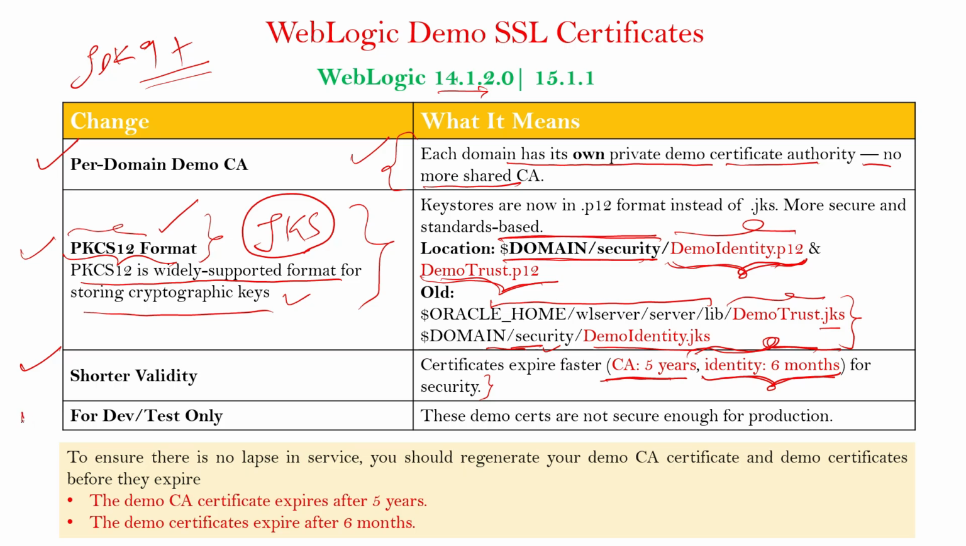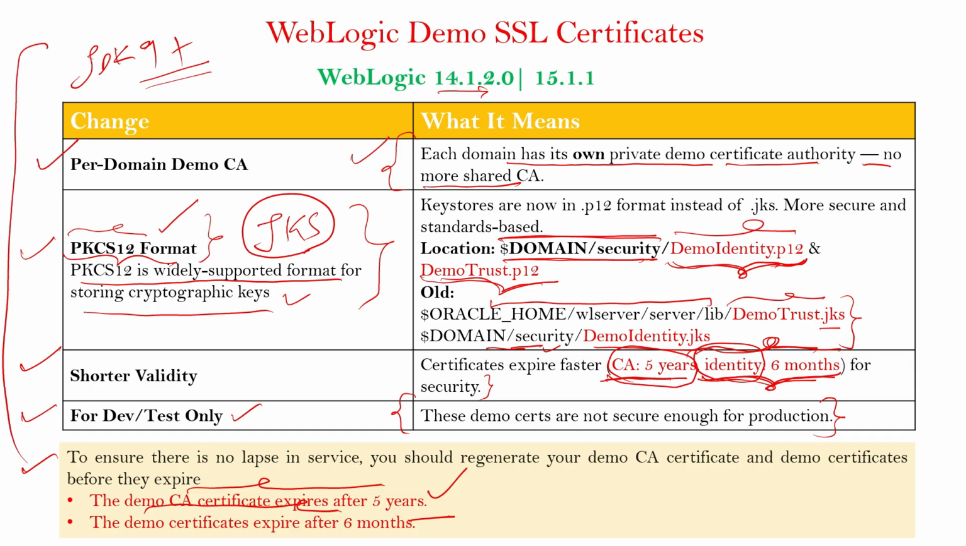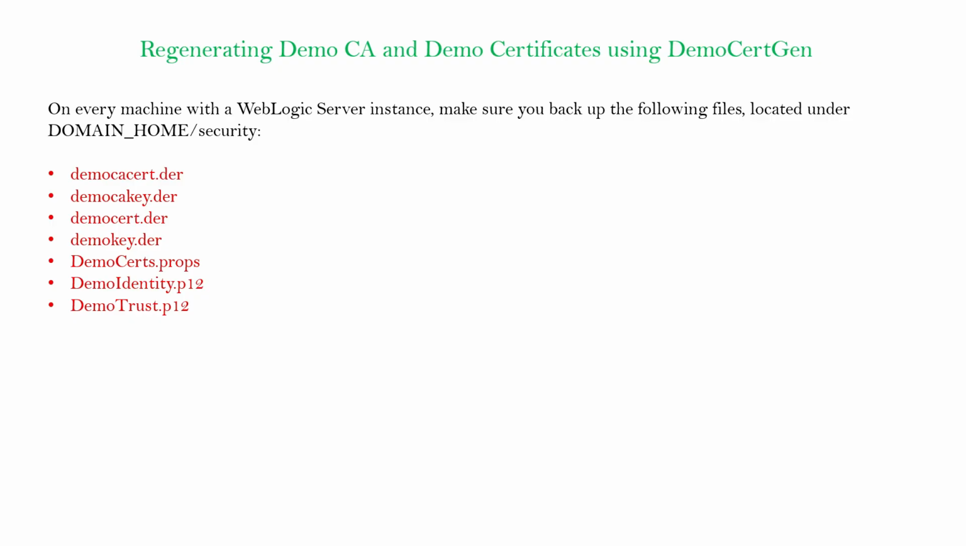This demo certificate we always use in non-prod environments like development, testing, or quality, not for production. Even if you are using this demo certificate in any pre-prod environment, make sure to renew the certificate every 6 months, specifically your identity certificate, and the CA certificate every 5 years. Otherwise, you may encounter errors in your environment. So the CA certificate now has a 5-year validity, but the identity certificate has only 6 months. These are some major changes that we have incorporated in WebLogic from 14.1.2.0 onwards.